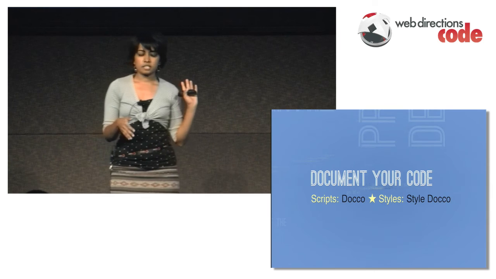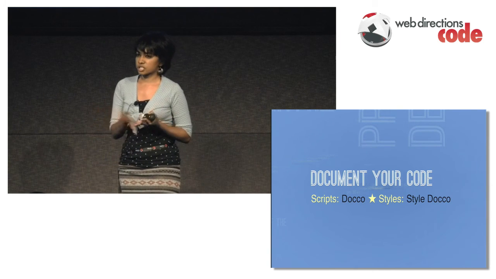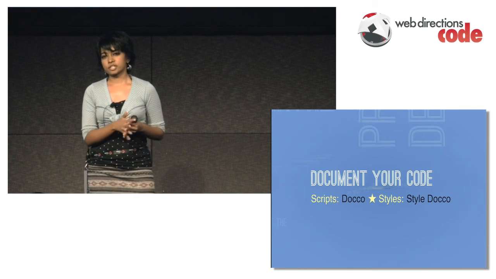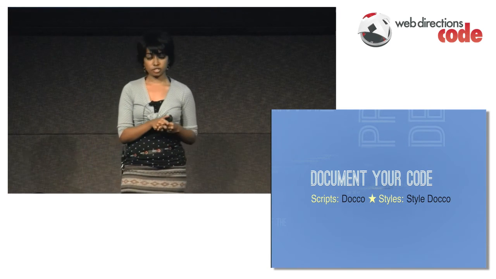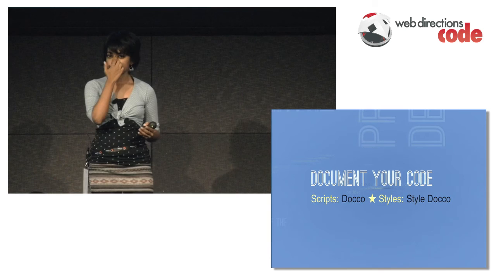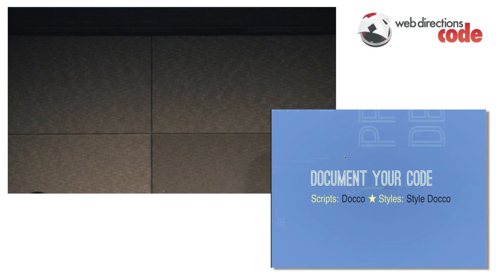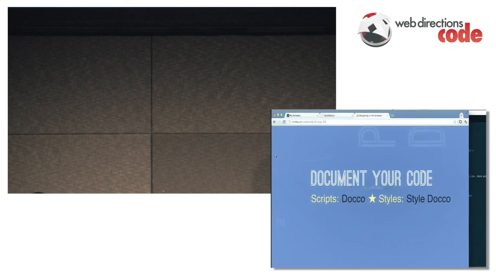So the way to do that, if you're using scripts, is Docco, which Jeremy Ashkenas wrote. I don't think I need to explain that. But what is most interesting for me is documenting your styles with StyleDocco. And this is created by an Opera developer called Jacob Rask. And this is how it looks.